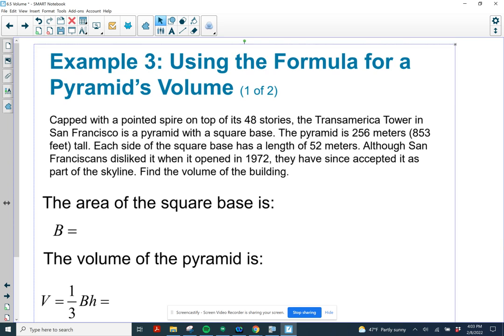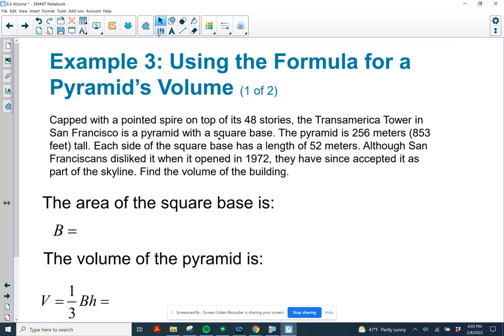So use the formula for a pyramid's volume to find the volume of the pyramid described. Capped with a pointed spire on top of its 48 stories, the Transamerica Tower in San Francisco is a pyramid with a square base. Notice that's a square base. I want to underline that word, square. Okay, it's got a square base. The pyramid is 256 meters tall.